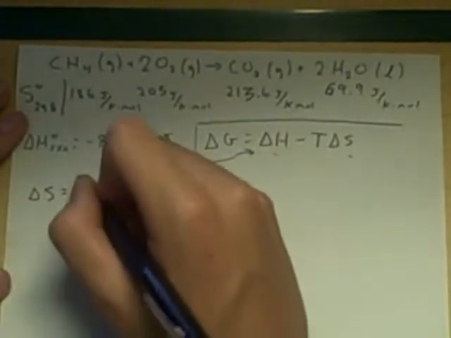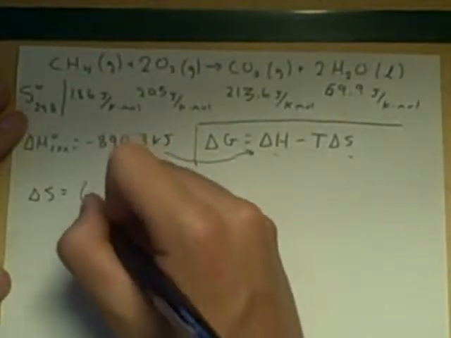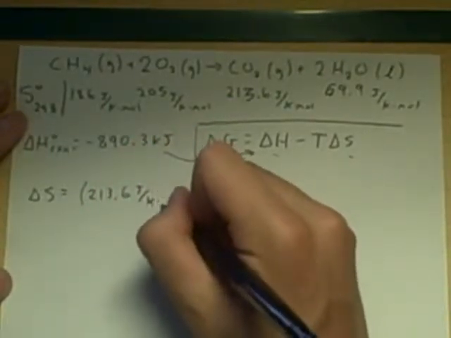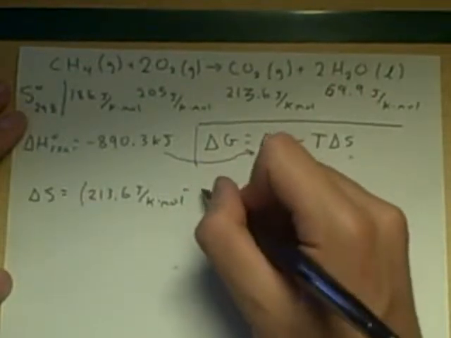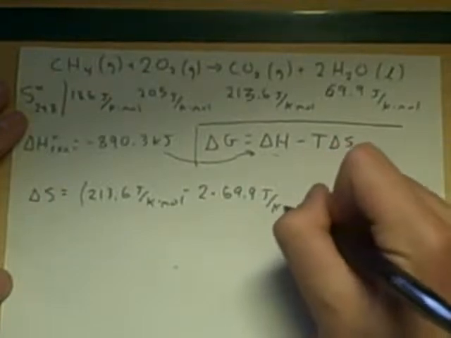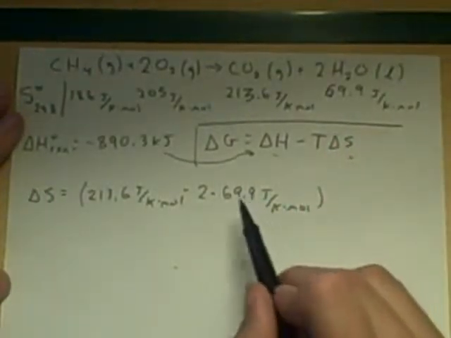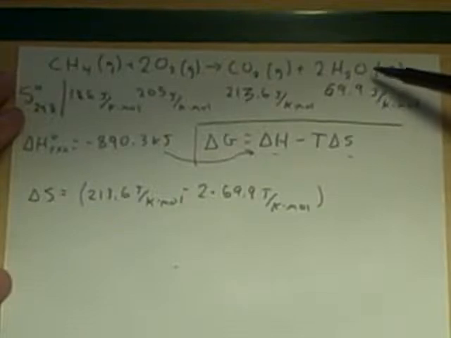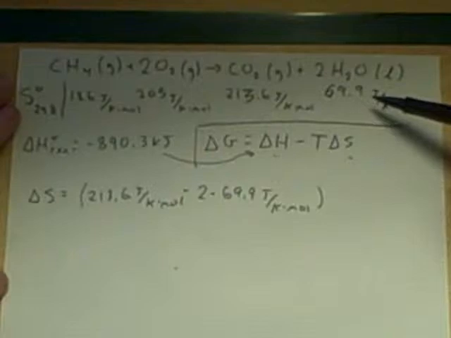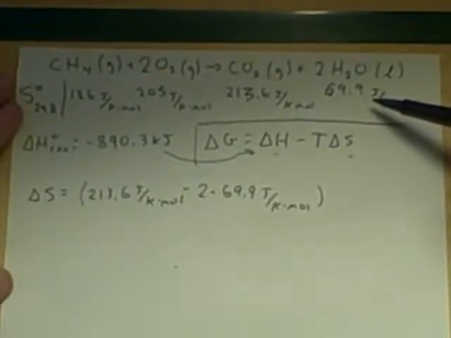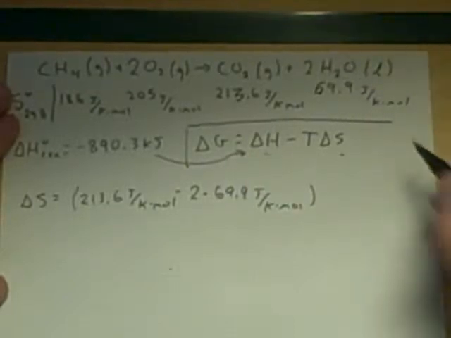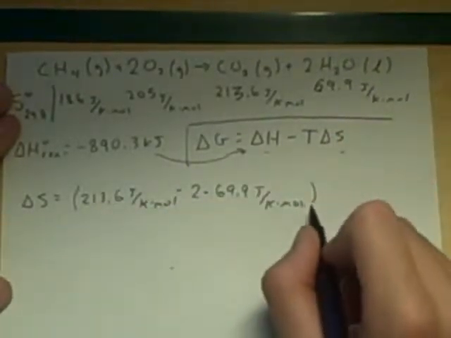So the change in entropy equals 213.6 joules per Kelvin mole plus 2 times 69.9 joules per Kelvin mole. I multiplied this value by 2 because there are 2 moles of water in the products. Because this is the standard value for the entropy of formation per mole, so I have to multiply it by 2 if there's 2 moles in the products. So that's the equation for the products.